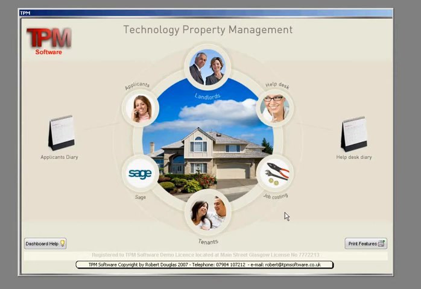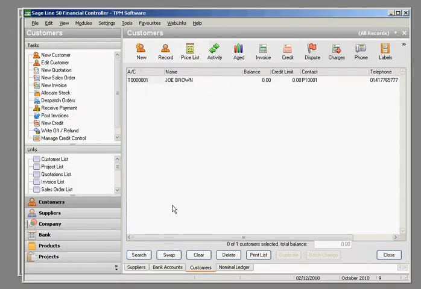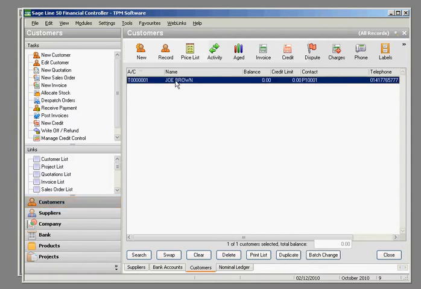In the last training module, we imported our financial transactions in TPM into Sage and showed you the results. But now we're going to look at it a bit closer before we get into job costing. So let's start by looking at Sage. Just to recap, we imported the customer, Joe Brown.